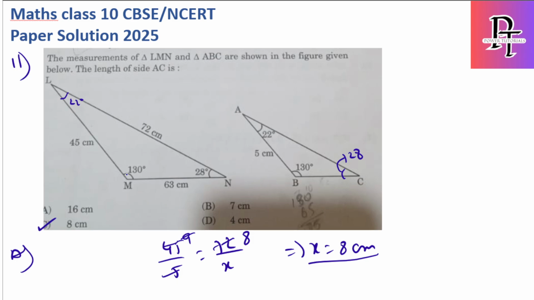And repeating again, this is similarity of triangles. So the ratio of sides is exactly proportional. This slant side by this slant side is equal to the hypotenuse, the longest side, by the longest side. So 45 by 5 is equal to 72 by x. 5 ones are 5, 9 eights are 72, x is equal to 8 centimeters, which is option C.